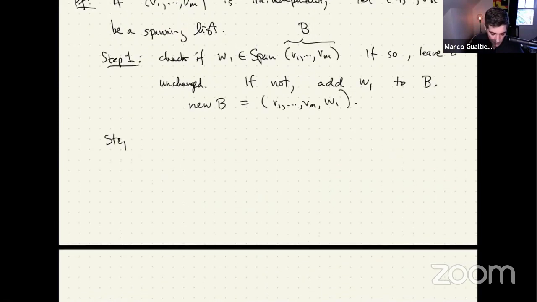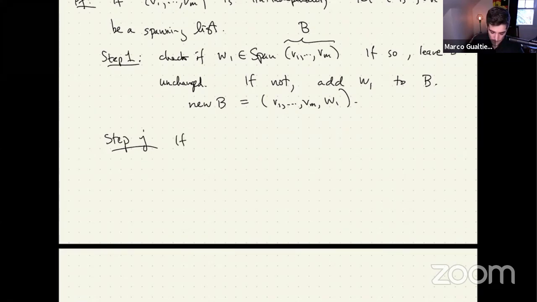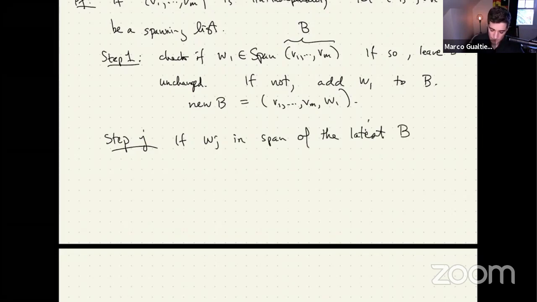And then step j, I'm just going to go through my spanning set, W1, W2. At step j, we basically do the same thing. If Wj is in the span of the latest B, the one from step j minus 1, then we leave it alone.